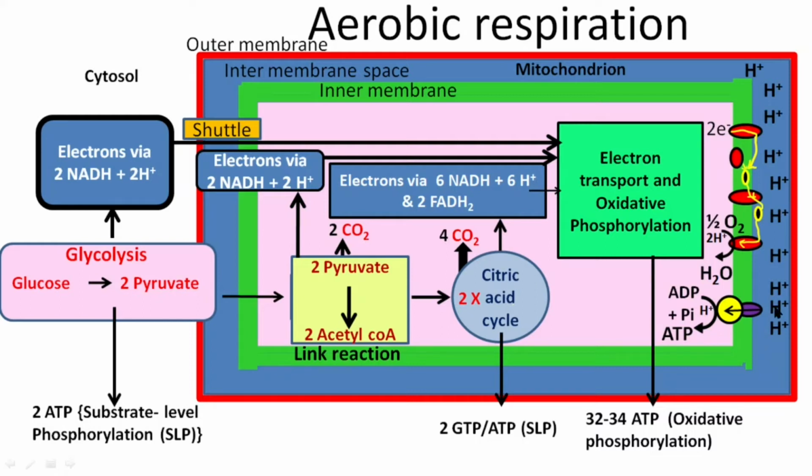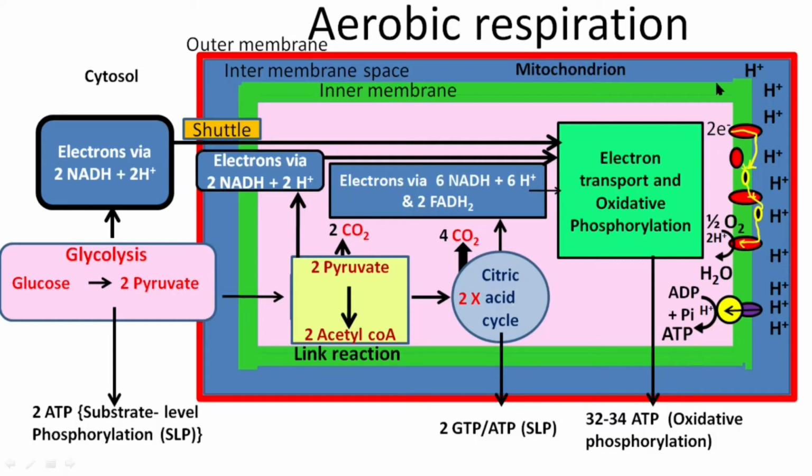With that force, they try to go back into the matrix of mitochondria, but they cannot pass across the membrane. The only way through which they can enter is F0 portion of ATP synthase complex. When they try to enter through F0 portion, this head-like portion of ATP synthase, it just rotates. With that rotational energy, it synthesizes ATP molecules by oxidative phosphorylation.